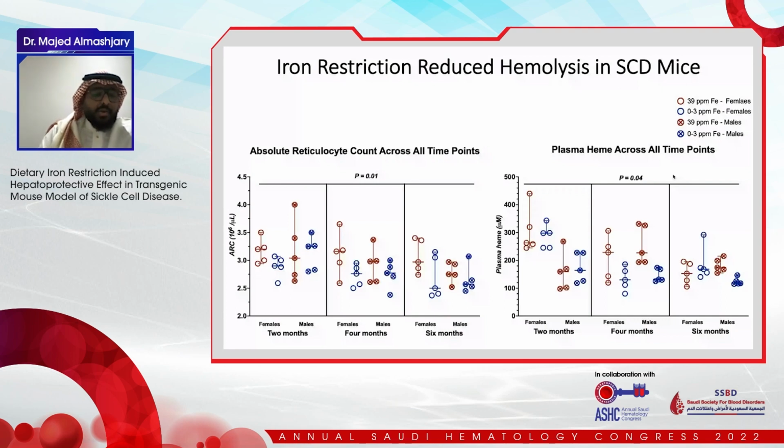iron restriction could lower the absolute reticulocyte count in these mice across all time points. And then we measured the plasma heme in these mice. And we saw also, as a marker of intravascular hemolysis, that iron restriction could lower the plasma heme concentration in these mice across all time points.